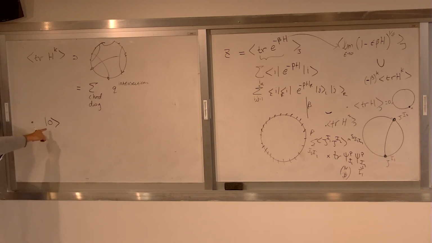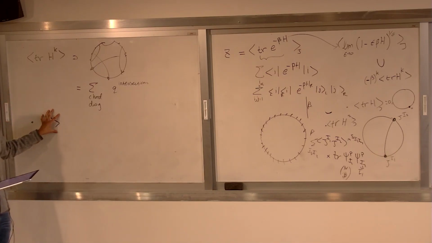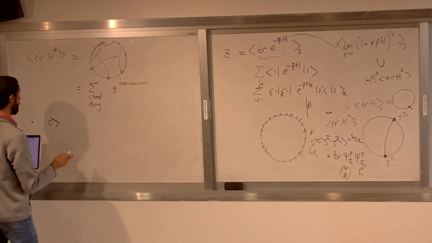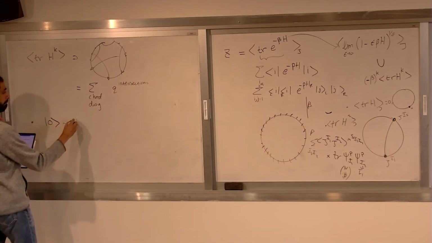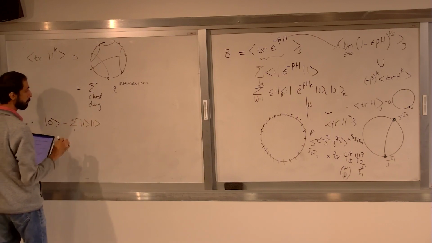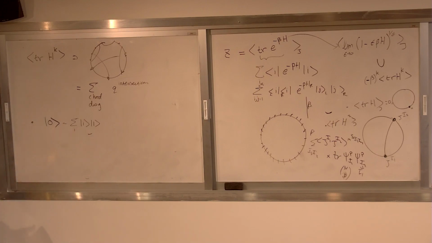I'm going to label that as 0. The zero chord state is the state where you haven't acted with any factors of the Hamiltonian. That means, from this perspective, that it's like the maximally entangled state of two sides. I drew something like this before. This is the zero chord state, and this picture will become more clear in a second.